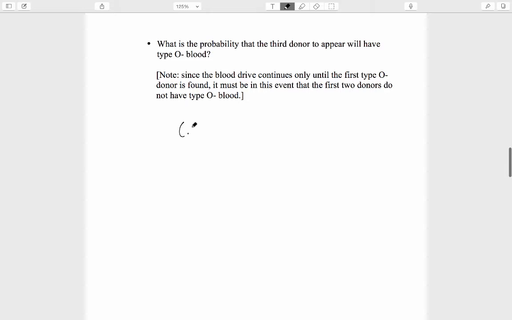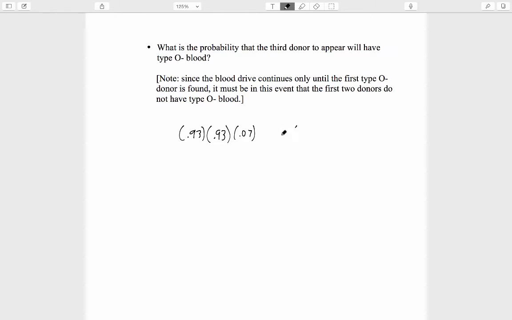So here we've got a non-type O negative donor for the first donor, then a non-O negative donor for the second donor, and then, yes indeed, an O negative donor for the third donor. This is the probability associated with a particular path through the tree. Not O negative, followed by not O negative, followed by O negative. So 0.93 times 0.93 times 0.07. That is a certain event.